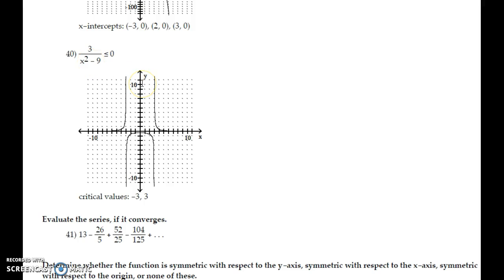And the range for this would be negative infinity to positive infinity, except for 0. We never quite reach 0. You can see these things get closer and closer to 0. This one gets close to 0, but we never quite hit 0.